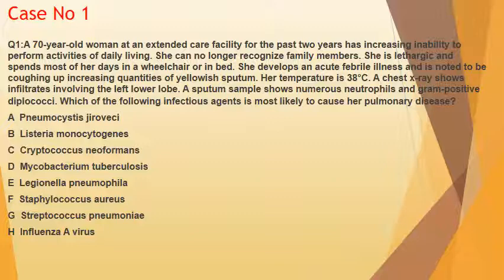To discuss this case, this is an elderly woman, lethargic, about to be bedridden, who develops acute febrile illness. Her febrile illness is associated with cough and yellow sputum, high fever, chest X-ray showing left lower lobe. Here we are coming to the answers of this question.